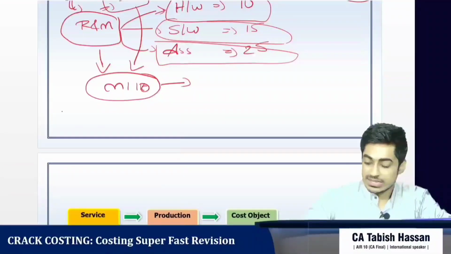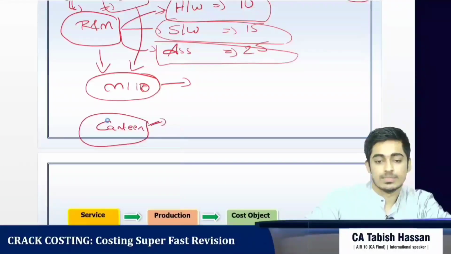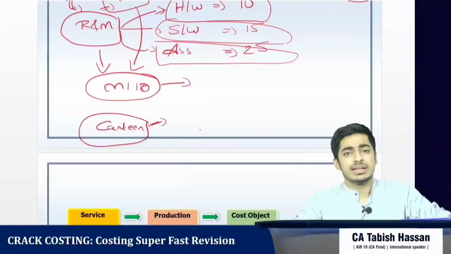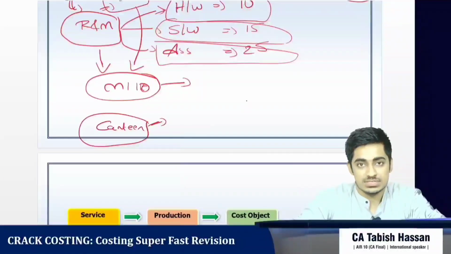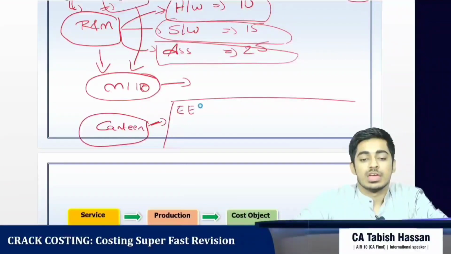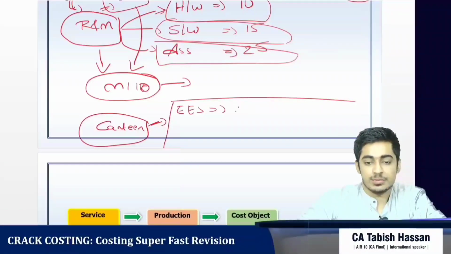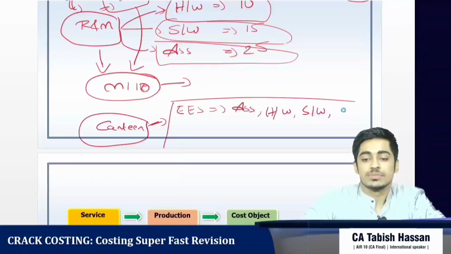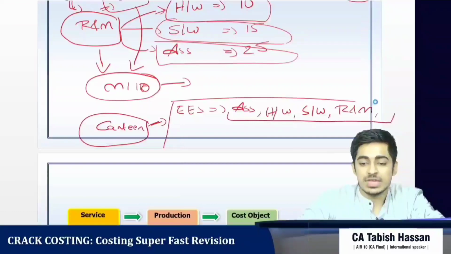I'll give you another example. Say canteen. It's a service department because ultimately it does not directly contribute to manufacturing of goods or service. So employees across the organization use the service of canteen. There are employees in assembly, in hardware, in software, in repairs and maintenance, and in HR. Everybody uses the service of canteen.